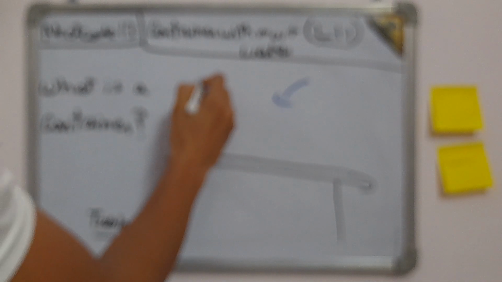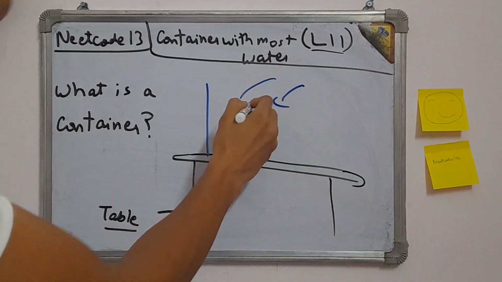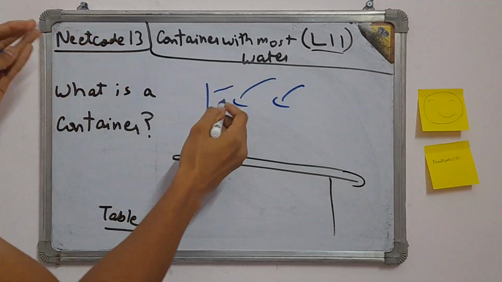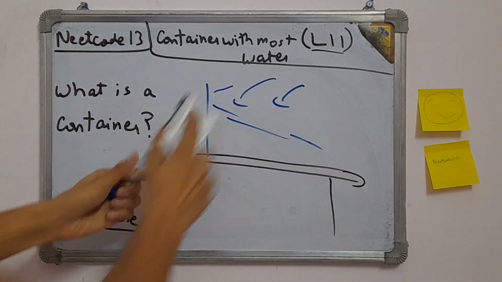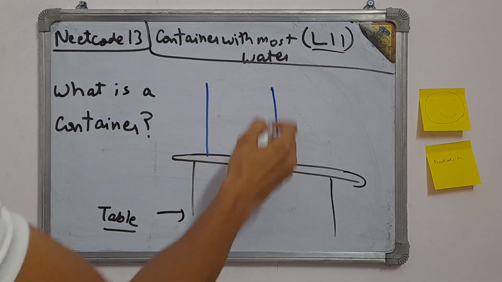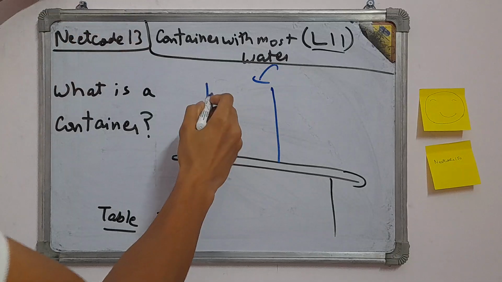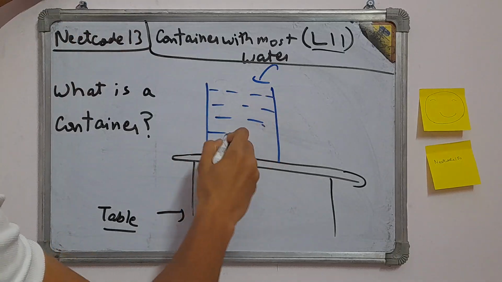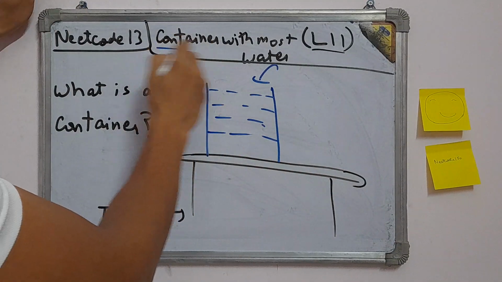So let's say I put a ball here, a small ball, any object. Now if I put water here, water will not go beyond this, but it will still flow this way, okay? So now what can I do? Let's say I add another ball. Now if I add water here, it will be contained, it will not flow out of it. That's why it is called a container.